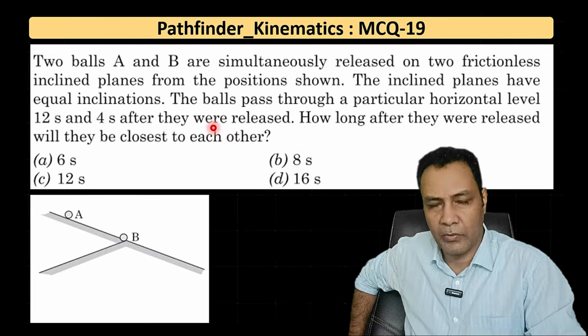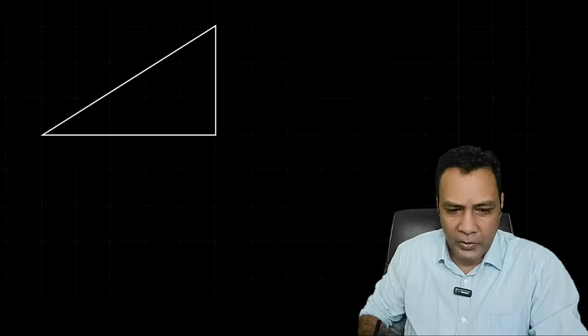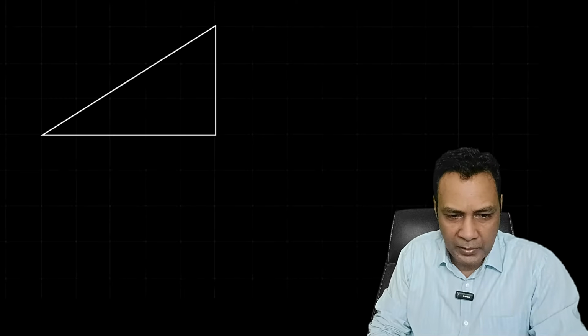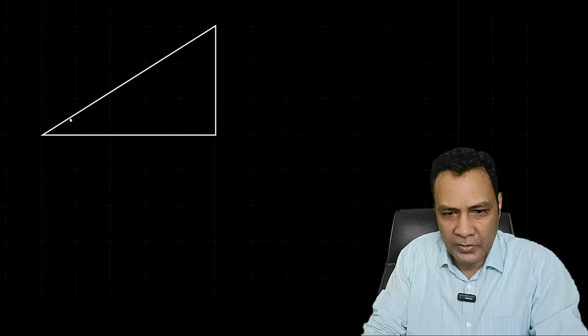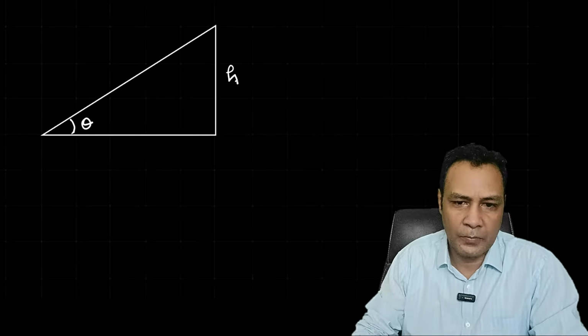There are 4 options given. We have to tell which of the 4 options is correct. So let's try solving this question. I want to find one result that will be useful in getting the answer. Suppose I have a fixed incline and suppose the height of this incline is h.